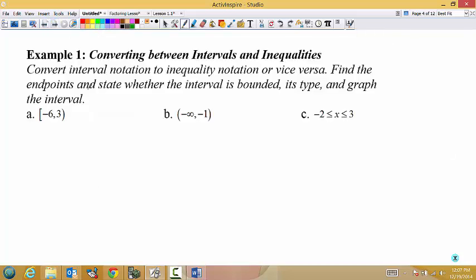Let's do a couple of examples. It says converting between intervals and inequalities. Convert interval notation to inequality notation or vice versa. Find the endpoints and state whether the interval is bounded, its type, and graph it.